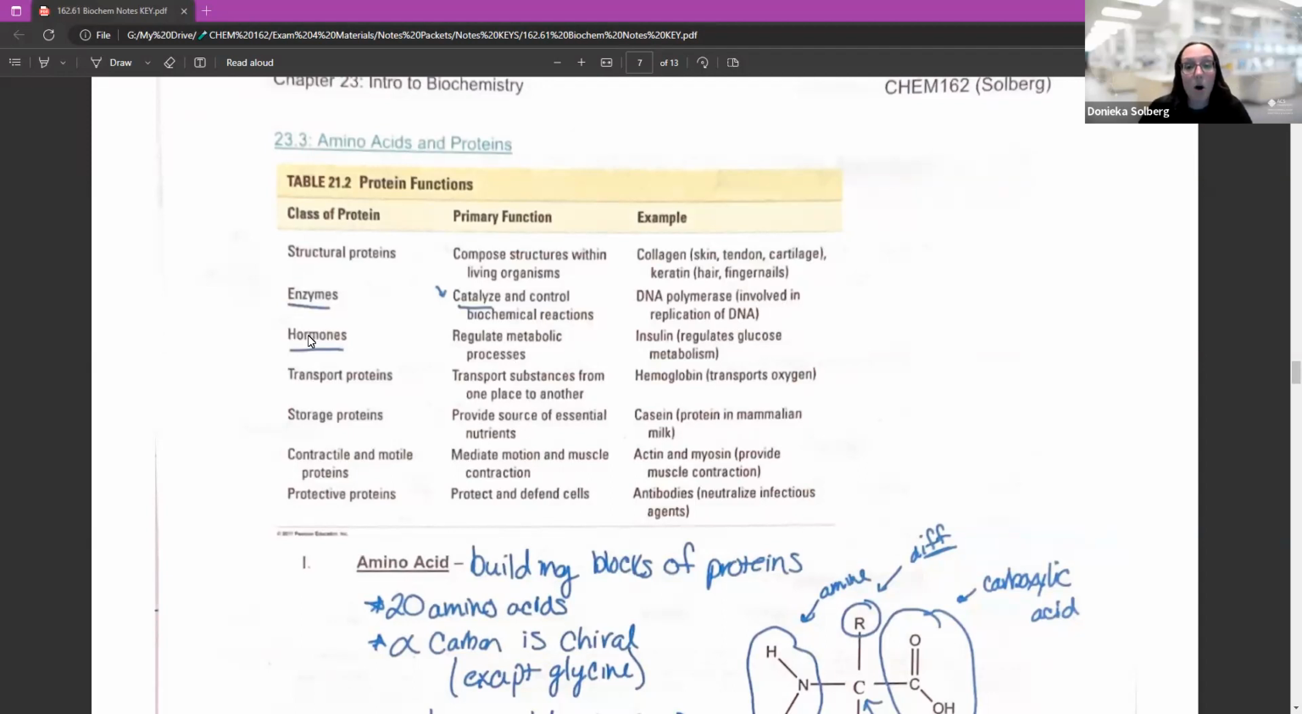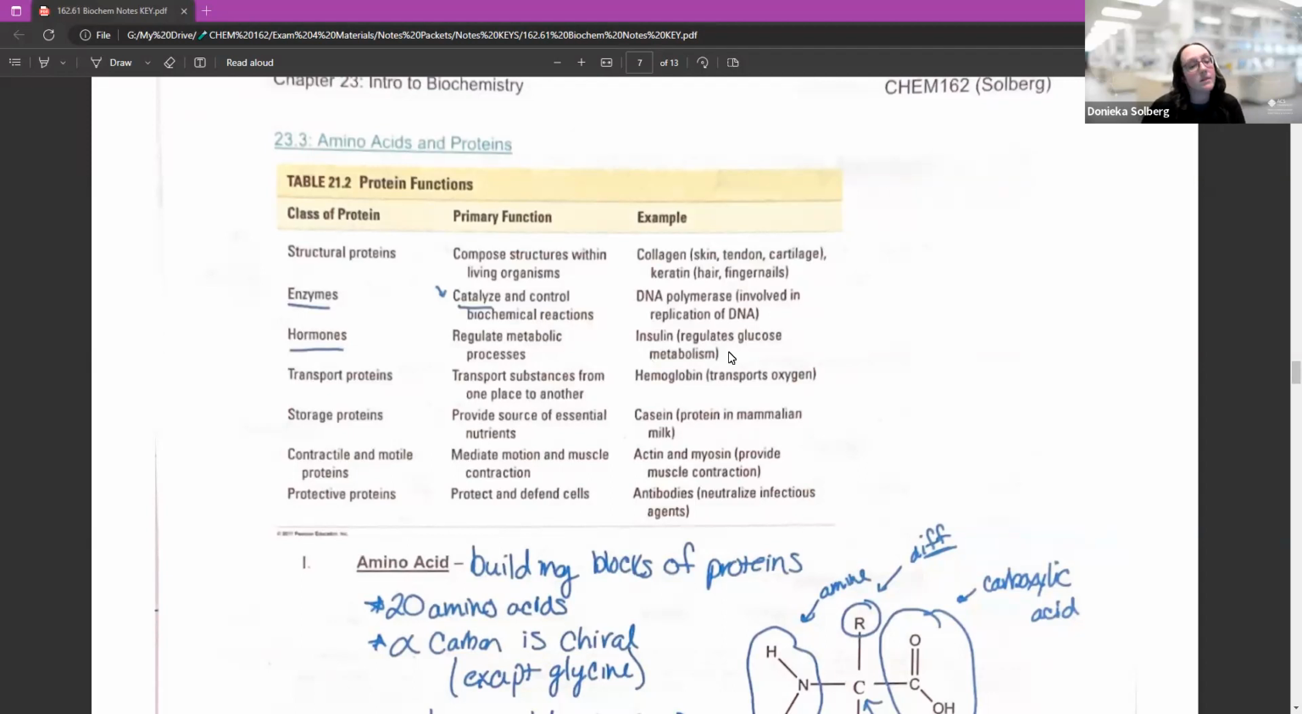We've already talked a little bit about hormones as well, and hormones were types of steroids under the lipid family, but there's also hormones that are proteins. They regulate metabolic processes. That's the function of hormones. So the lipids also do that, and protein hormones do the same thing. An example of a protein hormone is insulin. Insulin is what regulates our glucose metabolism, breaking down those glucose molecules into energy. So of course, we need to regulate that. And if you have insulin issues, then you have diabetes.